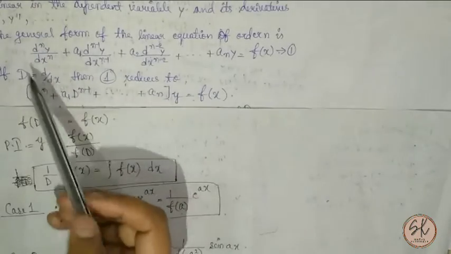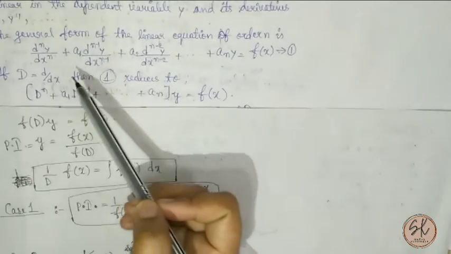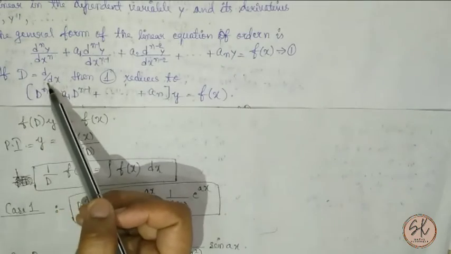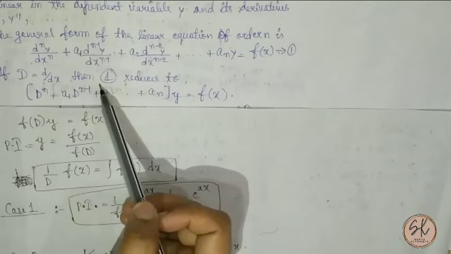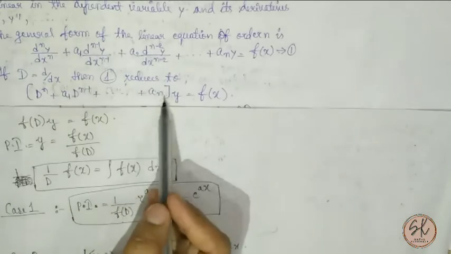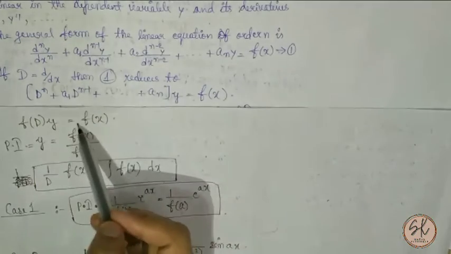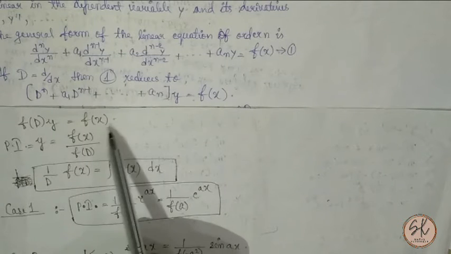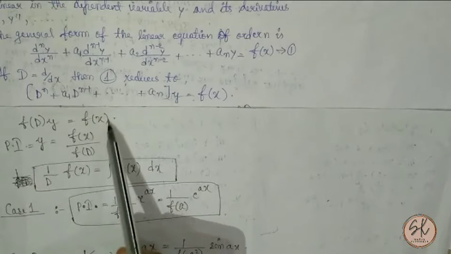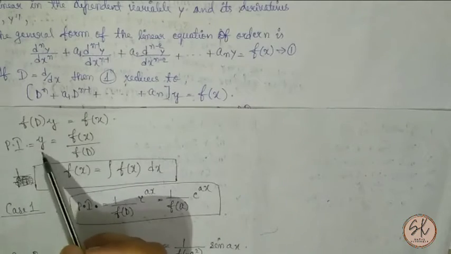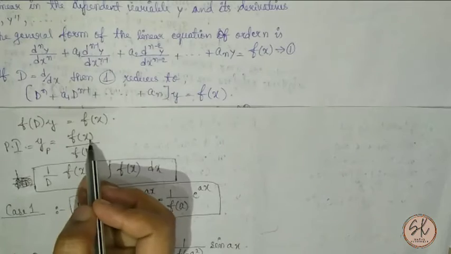Now see, we know that the general form of the linear equation of order n can be written in this form. Now when we use capital D in place of small d by dx, this equation 1 reduces to this form. Now this can be written as f of D into y is equal to f of x. Now generally we can find the particular integral for non-homogeneous differential equations. Non-homogeneous means the RHS, that is f of x, is not equal to 0. So the particular integral is given by yp, which is equal to f of x by f of D.